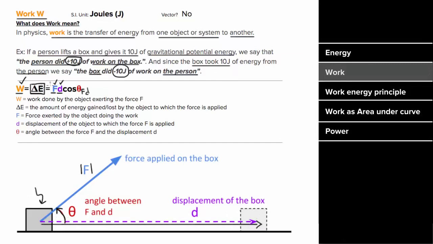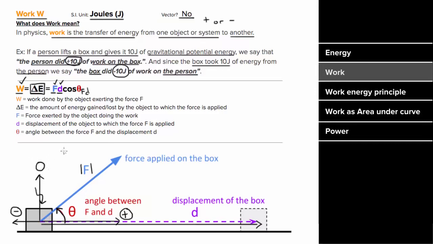Since work is a transfer of energy, it also has units of joules. And even though work is not a vector, it can be positive or negative. If the force on an object has a component in the direction of motion, that force will do positive work on the object and give the object energy. If the force on the object has a component in the opposite direction of the motion, the work done by that force would be negative and it would take away the object's energy. And if the force on an object is perpendicular to the motion of the object, that force does zero work on the object. It neither gives the object energy nor takes away the object's energy.